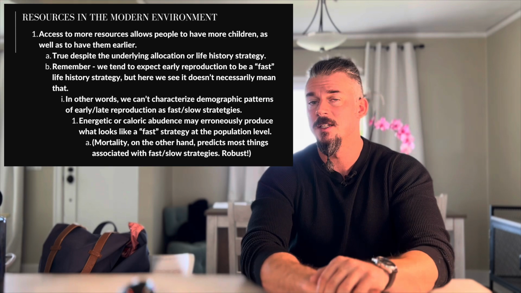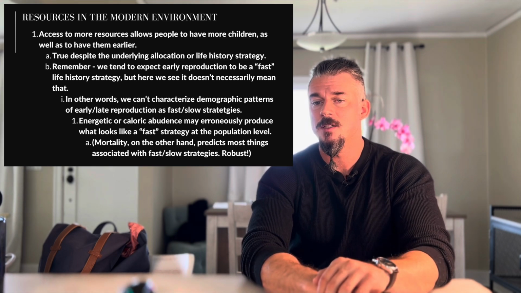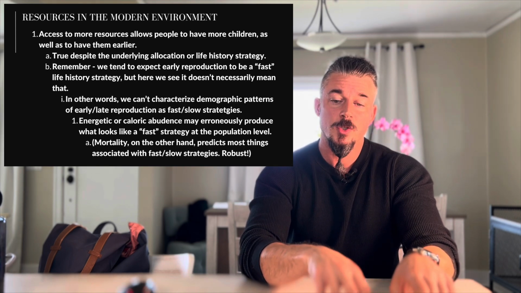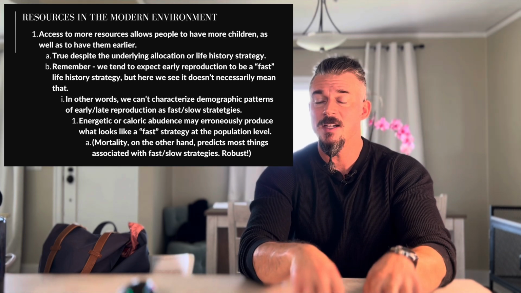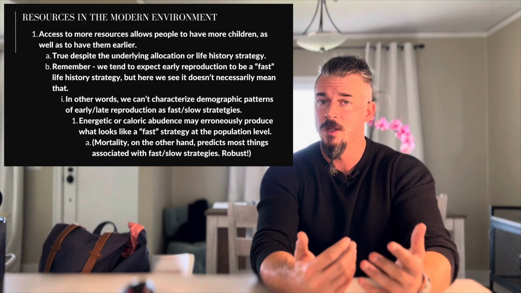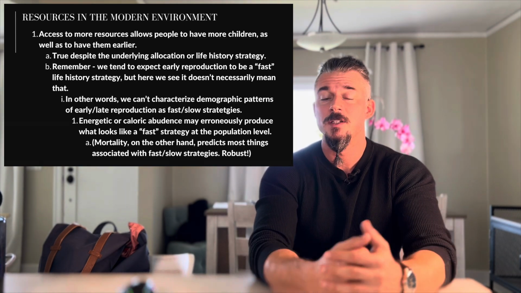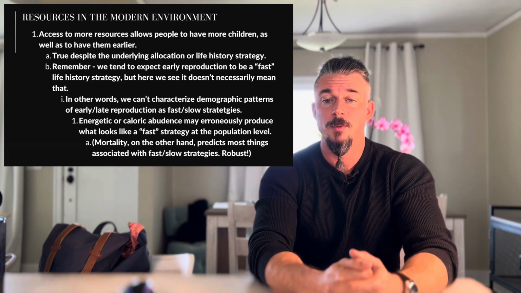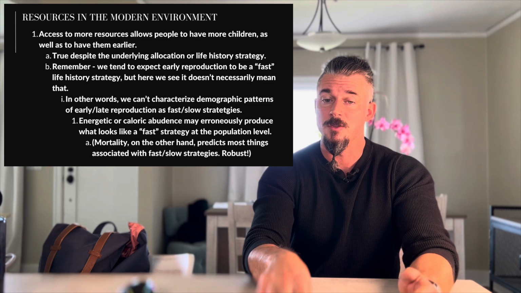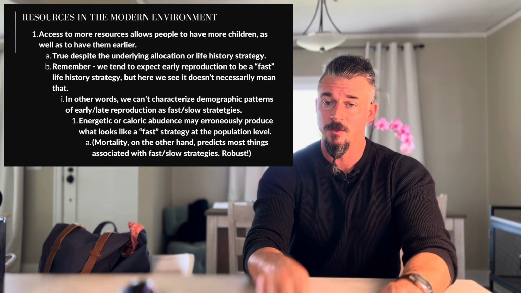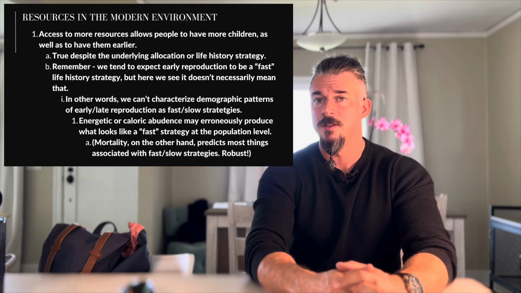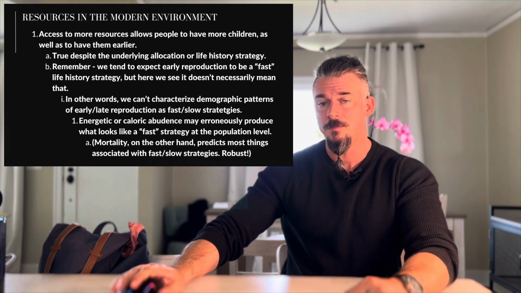Mortality, on the other hand, still does predict most things associated with fast or slow life history strategies. As I mentioned, slow life history strategy, later mortality; fast life history strategy, earlier mortality. Why is that? Well, we know one thing associated with fast life history strategists is risk taking, right? So more risk for death, that kind of thing. This is still a robust association: mortality at the demographic level predicts things that are associated with fast and slow life history strategies. Let's go on now.